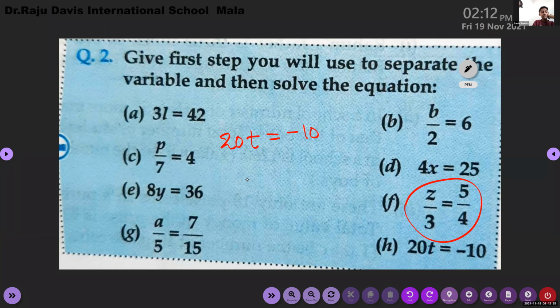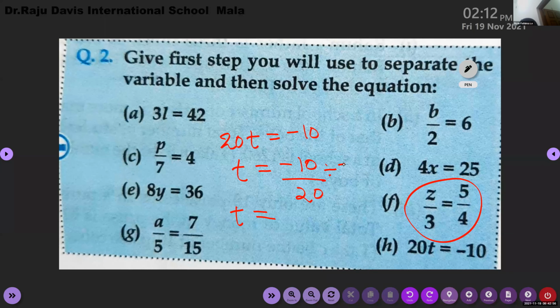There is negative 10. Negative 10 divided by 20 is equal to t. So t is equal to how much you will get? We can reduce it, no? Common factor, divide. Which is the common factor here? Negative 2. Is it the highest common factor? 5. 10 is the common factor, no? Highest common factor can be 10. Divide both by 10.